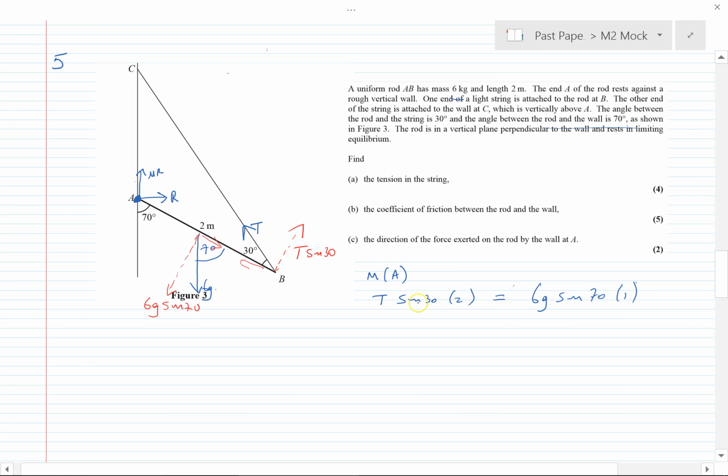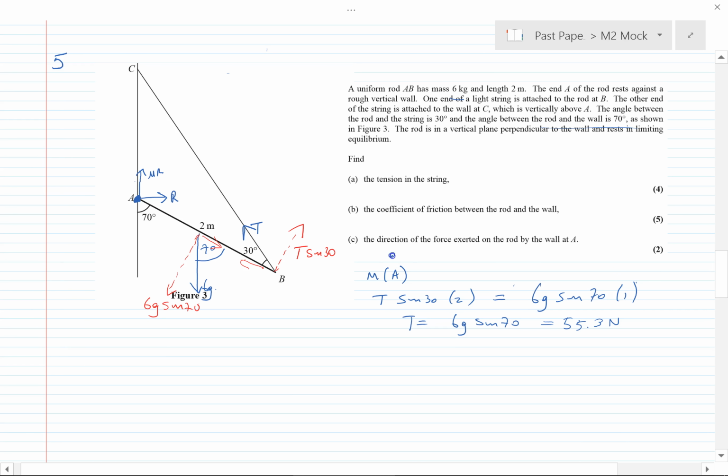Right, now sine 30 is equal to 1/2, times 2, so that just gives us T is equal to 6g sine 70. Now if we work that out, that's going to come to 55.3 newtons to 3 significant figures. I've got a more precise answer stored on my calculator, or we can use 6g sine 70 for future bits. So that's not too bad for 4 marks.